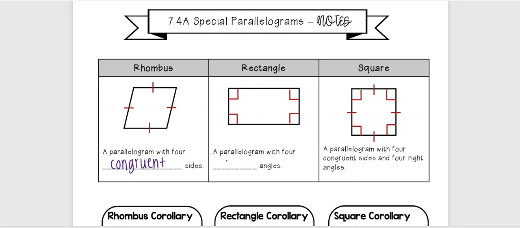A rectangle, on the other hand, its definition is that it's a parallelogram with 4 right angles. And those are those boxes here. And remember that those are equal to 90 degrees. And then a square, on the other hand, that's a parallelogram with 4 congruent sides and 4 right angles. So a square is just basically a rhombus and a rectangle put together, those 2 properties put together.